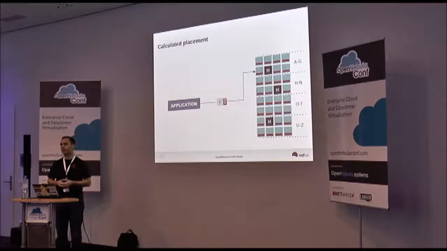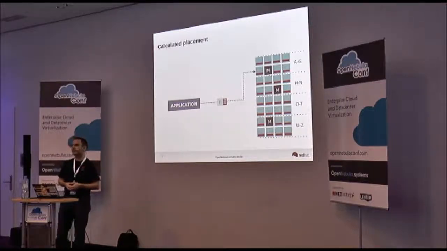Calculated placement works a lot better, so you can do something like calculating the hash of an object's name, and using that hash modulo your number of OSDs, work out where to get it. And you can do that repeatedly so that you can go and read it back from the same place you wrote it.